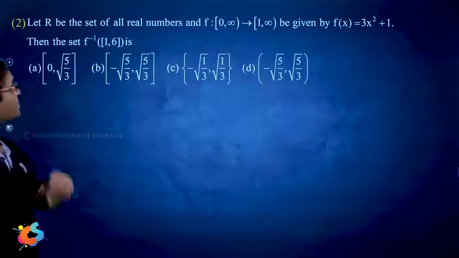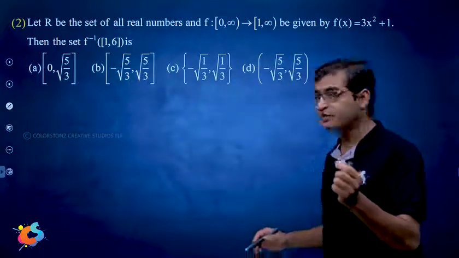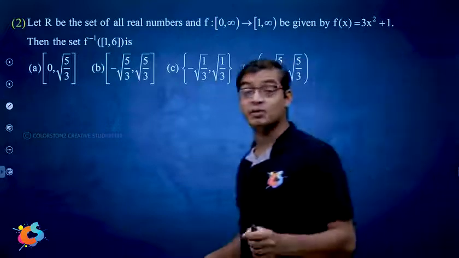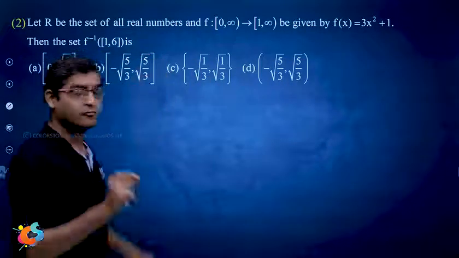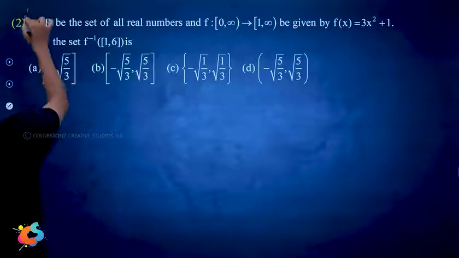Let R be the set of real numbers and f is a mapping from 0 to infinity to 1 to infinity, given by f of x is equal to 3x square plus 1. Then the set f inverse of 1 to 6 is, okay. So first of all, let us remove this part of the question.